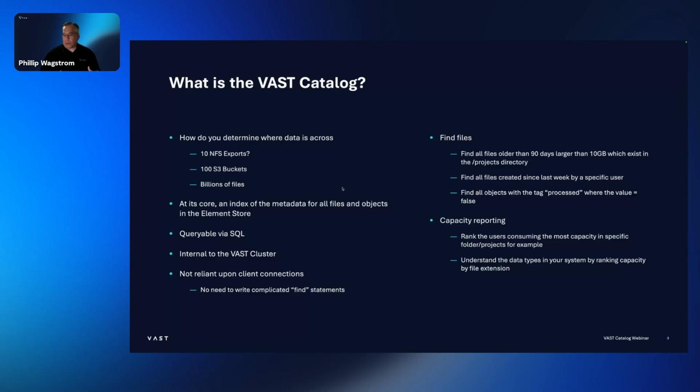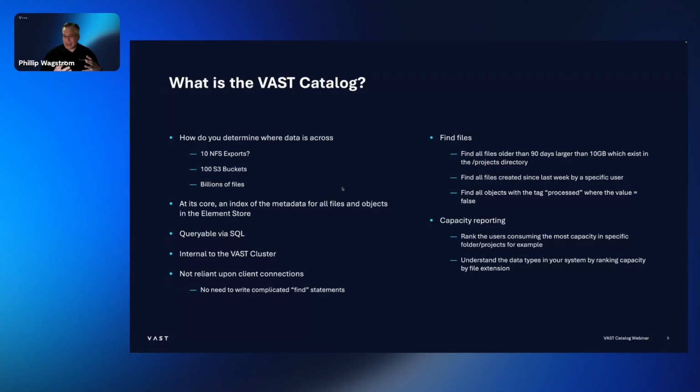And this allows you to write some relatively complex queries. Like, say, I want to find all the files or all the objects that are older than 90 days and are larger than 10 gigabytes, which are in this particular directory. Or find all the files created last week by a specific user, or look at the rate of change in a directory. Or let's say I want to find all the S3 objects that have a tag that's a process tag, meaning you've indicated that some work has been done on those.